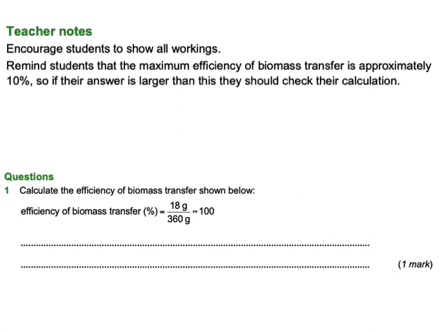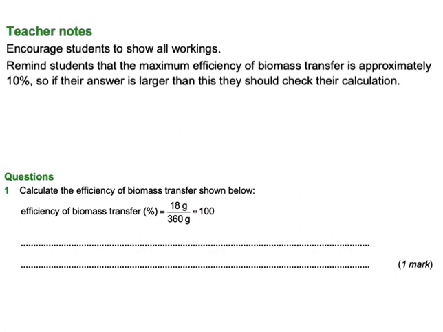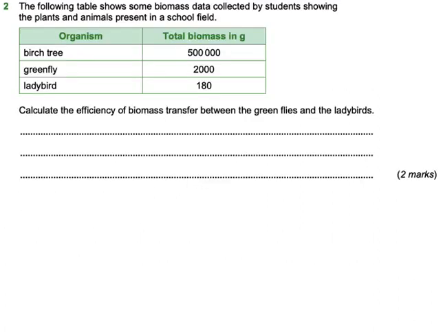And the maximum efficiency of biomass transfer is about 10%. So make sure that if your answer is significantly larger or smaller than that you recheck your calculation for any errors. So question 1, calculate the efficiency of biomass transfer shown below. Okay, 18 grams divided by 360 grams times by 100. It's in the same units, and if we do that, we get 5%. Let's move on to the next question.